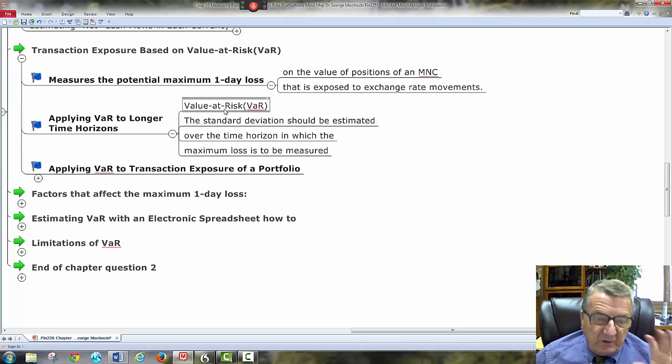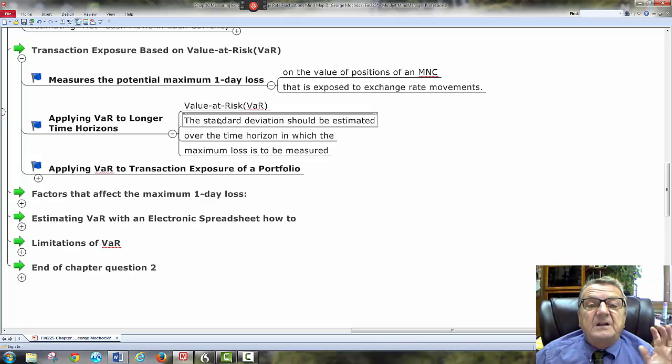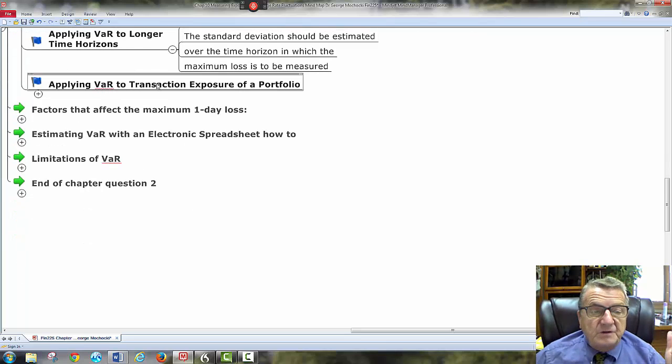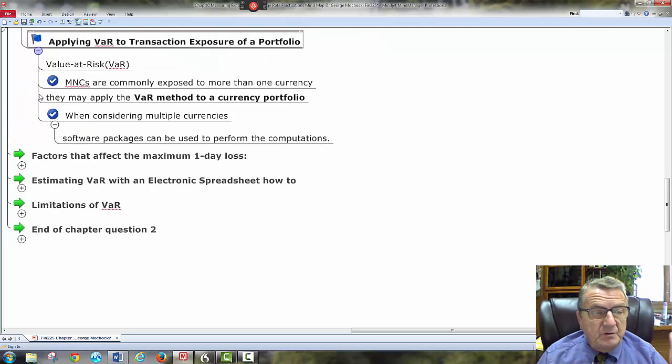The value at risk. I'm trying to get you to look at this new thing. You're going to see that VAR, not variance. VAR, what the heck? Value at risk. The standard deviation should be estimated over the time horizon in which the maximum loss is to be measured. Okay? Now, applying the value at risk transaction exposure to a portfolio. Remember, this is a summarization. You already read it, so you're looking at that. The MNCs are commonly exposed to more than one currency.